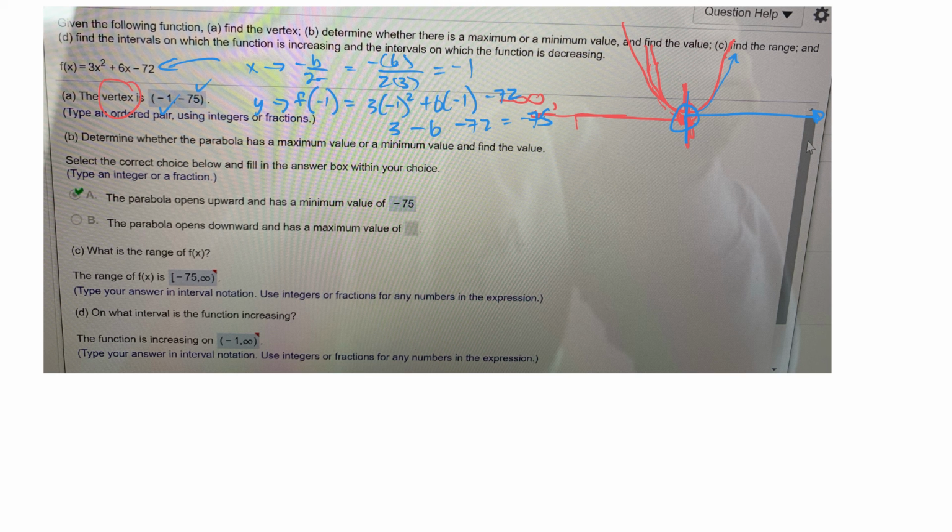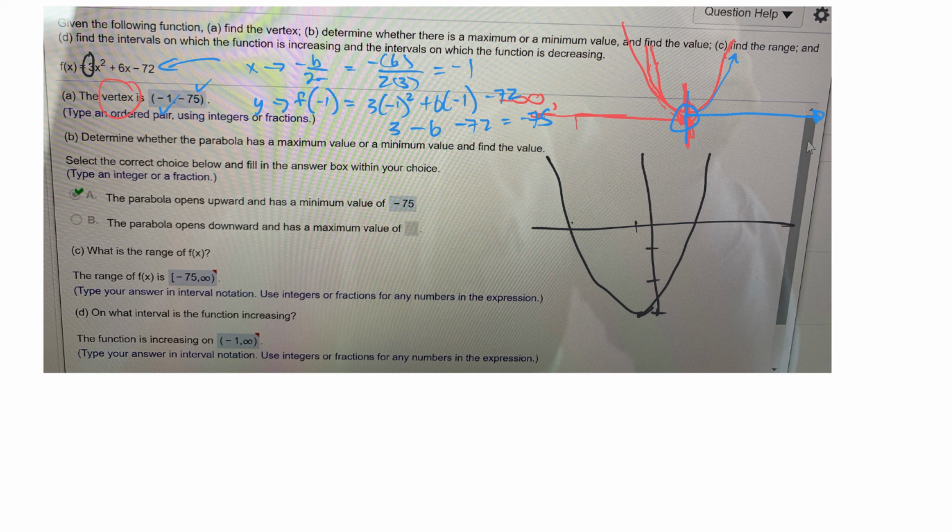Perfect. Okay, so let's graph this thing again. So I've got negative 1 and negative 75. Let's put that right about there. So 25, negative 50, negative 75, about there. And that's negative 1. So that's my point, and that's my vertex. Because a is positive, that means the graph goes up. So it'll be going up like that and like this.